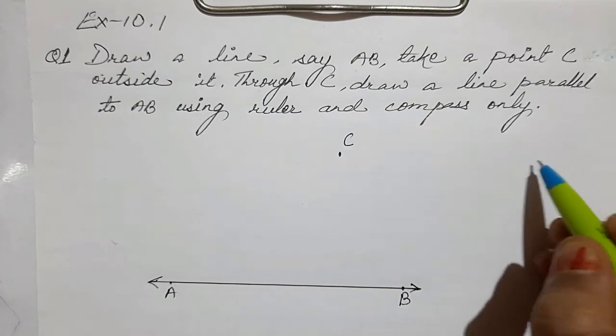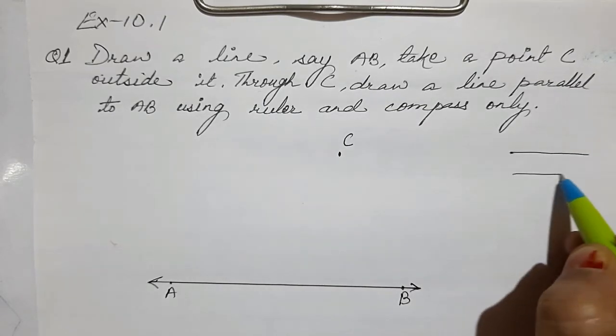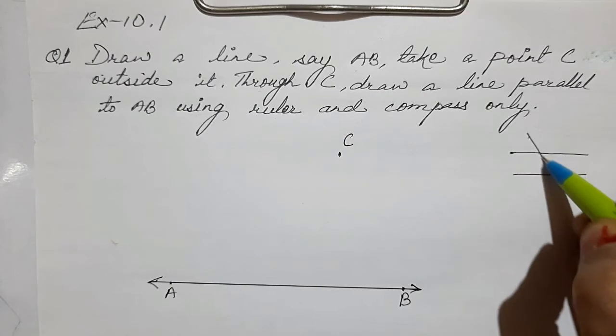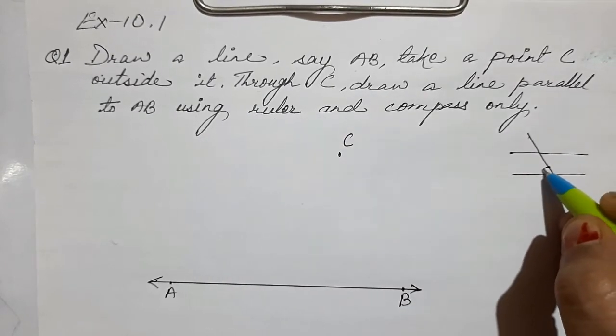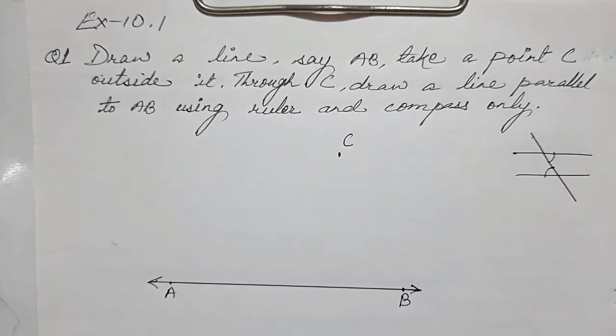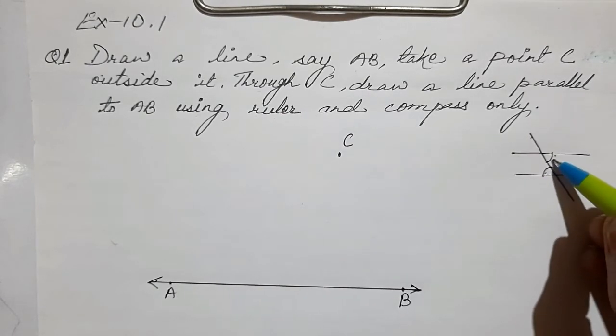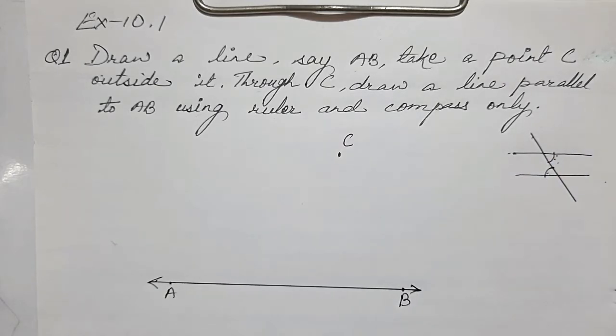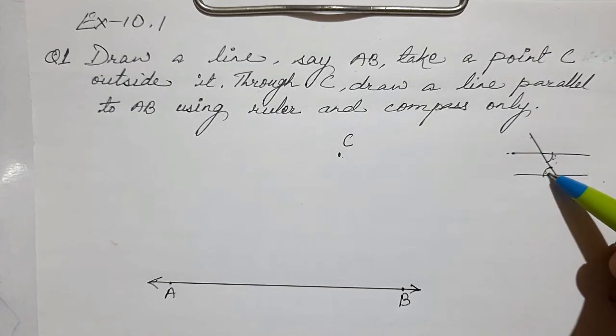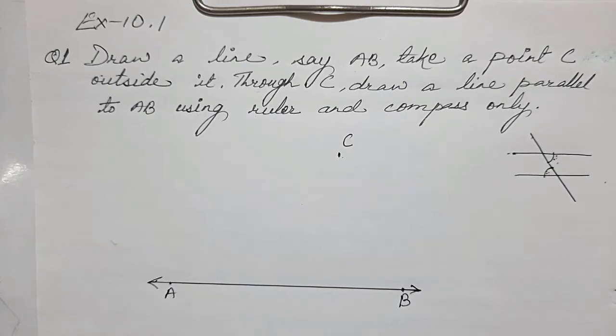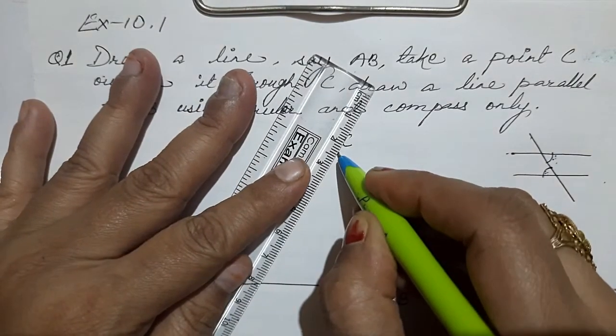So just remember, if I have to make a parallel line, what we know is that alternate interior angles are equal. If the alternate interior angles are equal, then we say the two lines are parallel. So if I have to make a line parallel to AB, I'll try to make two equal alternate interior angles. So how to do that? First, let me make a transversal line.